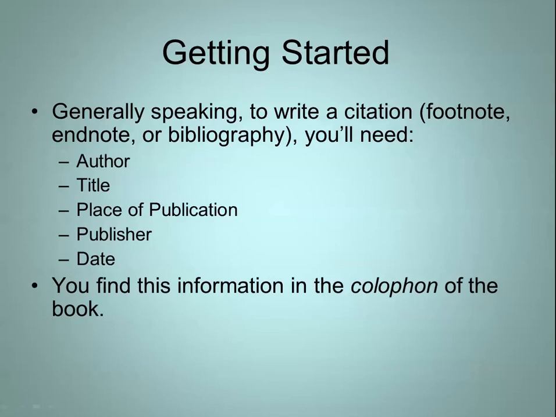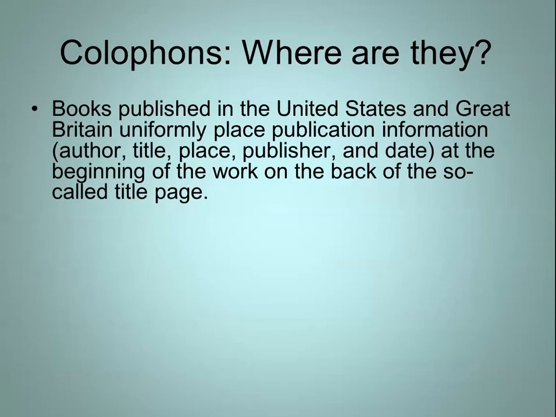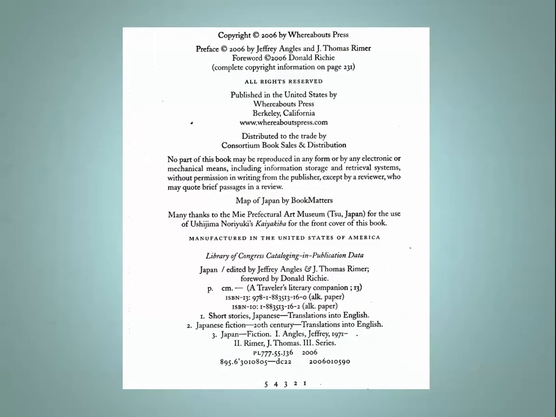Well, if you're working with a printed book, you'll find that information in something called a colophon, and a lot of people have never heard that word before, so there's a new vocabulary word for you. The colophon is that page, usually on the opposite side of a title page in an English work, that gives much of that particular information. So in books published in the United States and in Great Britain, publishers usually place the colophon at the beginning of the work, usually on the opposite side of the title page. Not always, but usually. What about works in Japanese? Well, they're a little bit different.